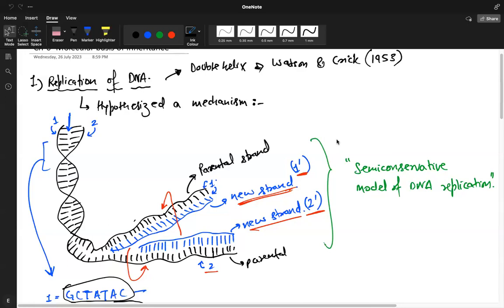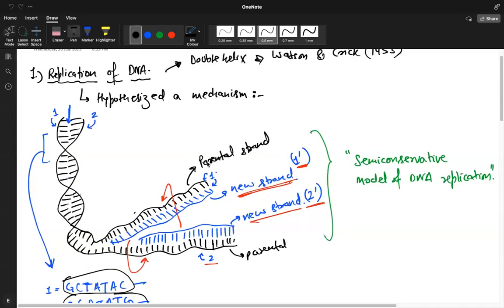Yes, sir. So in the last class, we started with replication of DNA. The double helical structure of DNA was given by Watson and Crick in the year 1953. And by this, they also hypothesized a mechanism by which DNA replicates. First, the DNA unzips itself by breaking the hydrogen bonds, and then those two strands form complementary strands. One strand is called the template strand or the parental strand, and the other strand is the new strand. This is called the semi-conservative model of DNA replication.